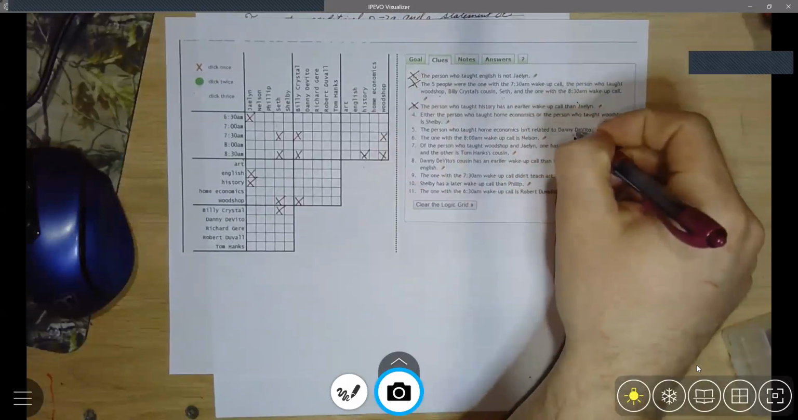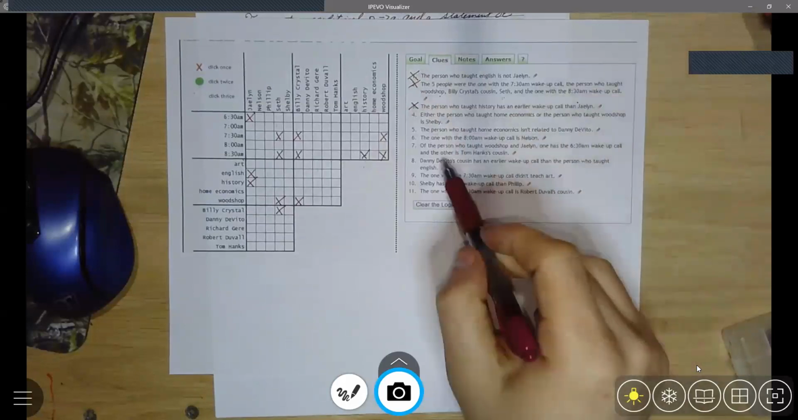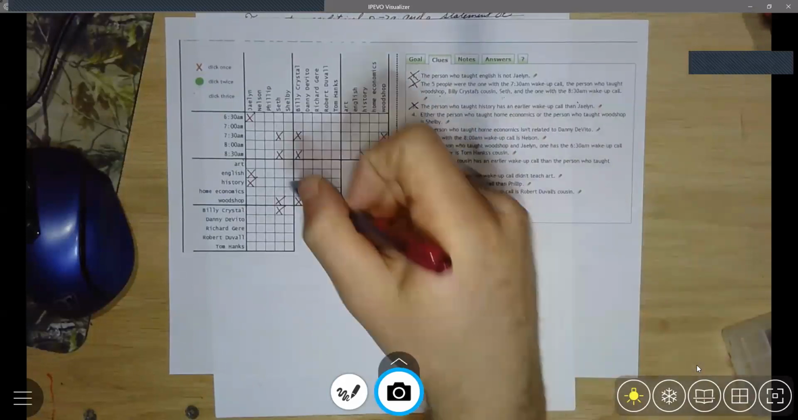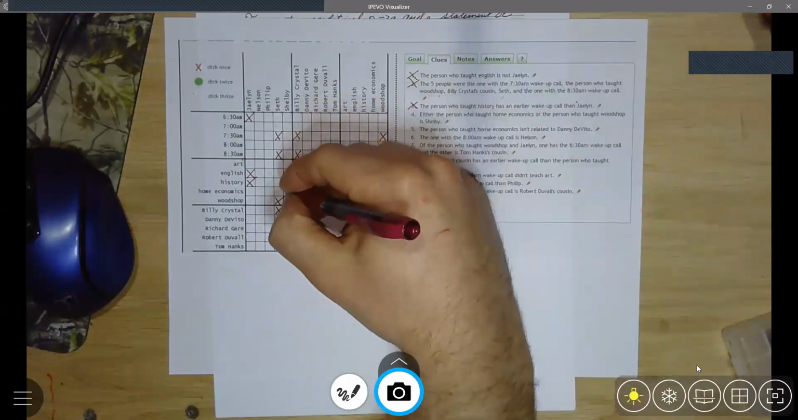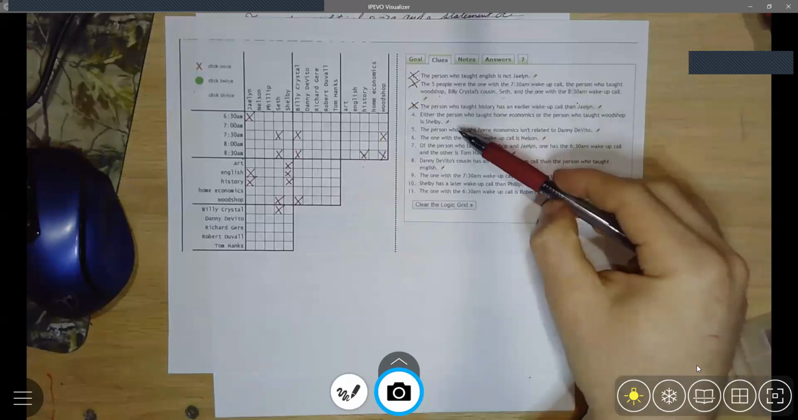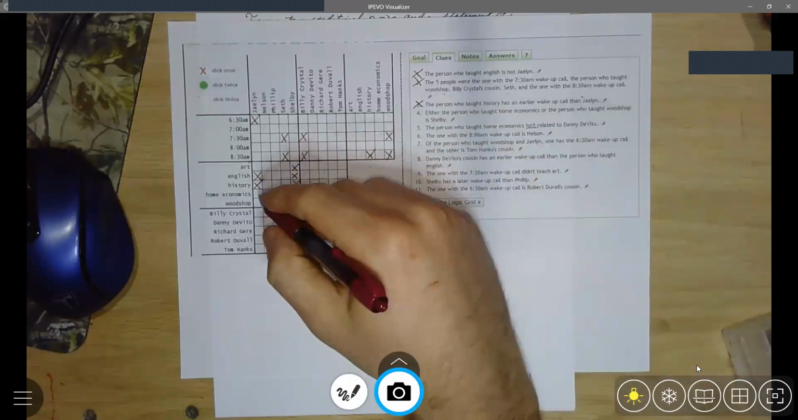Number 4, either the person who taught home ec or the person who taught woodshop is Shelby. So this is saying Shelby either teaches home ec or woodshop. So Shelby, home ec or woodshop, not the other 3. Okay, number 5, the person who taught home ec isn't related to Danny DeVito. So home ec and Danny DeVito don't go together.